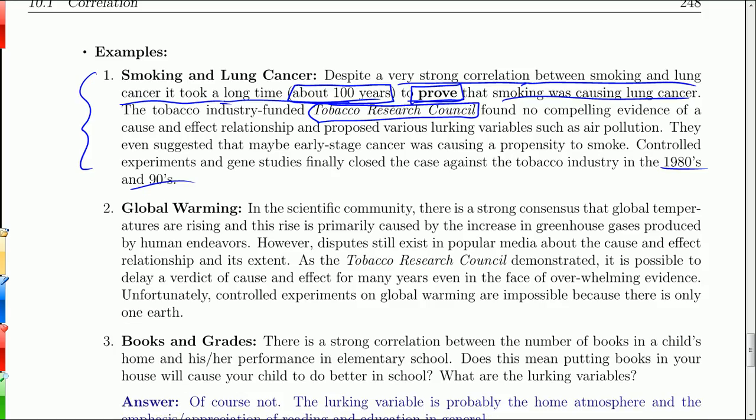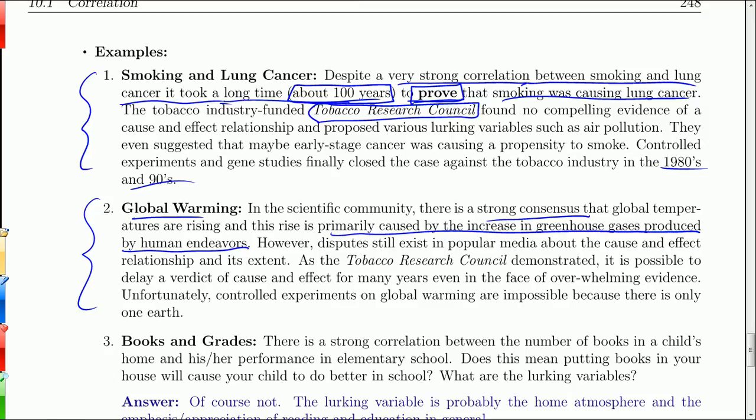Which brings us to a similar situation, global warming. All right, in the scientific community, there's a strong consensus that global temperatures are rising, and this rise is primarily caused by the increase in greenhouse gases produced by humans. All right.